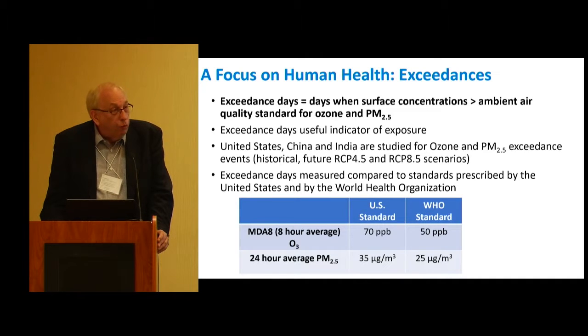For particulate matter, we're particularly concerned about particulate matter less than 2.5 micron. Those are the particles that can get into your lungs and cause major health issues. For the US standard, that is currently 35 micrograms per cubic meter. WHO suggests it really should be more like 25 micrograms per cubic meter, again, based on published medical studies.